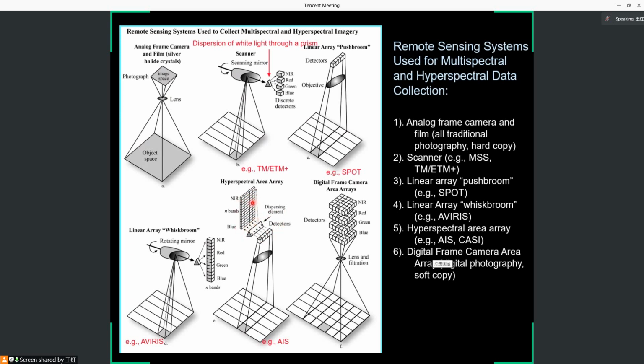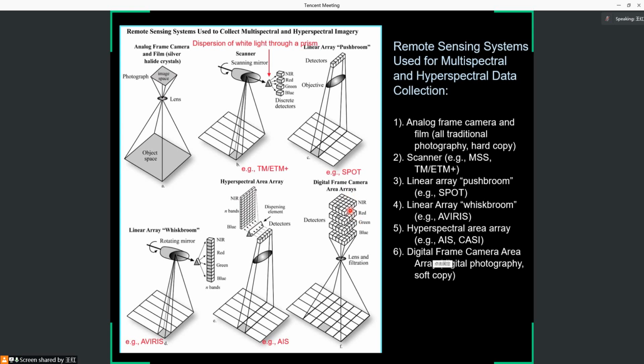AIS, and this is for the digital frame camera area arrays. Okay, so this only uses my camera. Okay, analog frame. This uses a digital frame camera with area arrays.